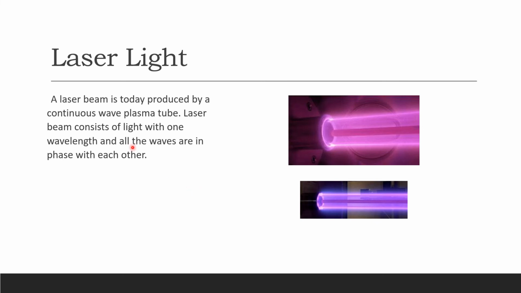Getting into physics again, laser light today is produced by continuous wave. We call that the plasma tube, and the plasma tube looks like that. A laser beam consists of light with one wavelength. You have many different wavelengths, which we already learned. All the waves are in phase with each other, so we have one single wave dealing with laser. We use a plasma tube; it looks like this little shining thing right there.